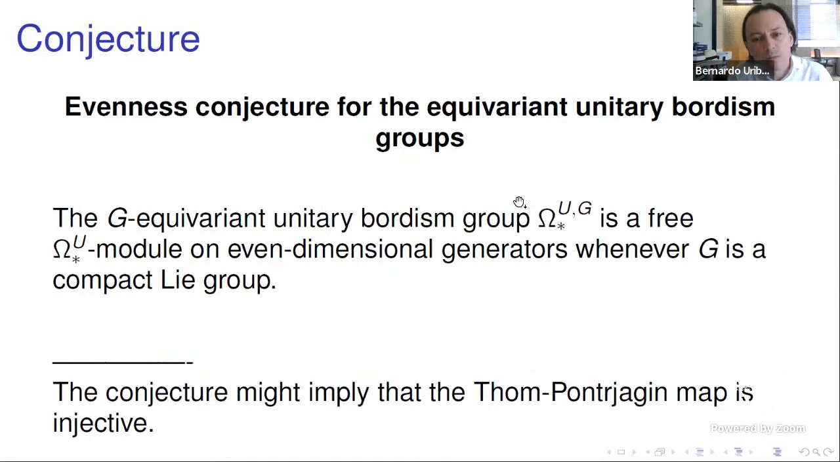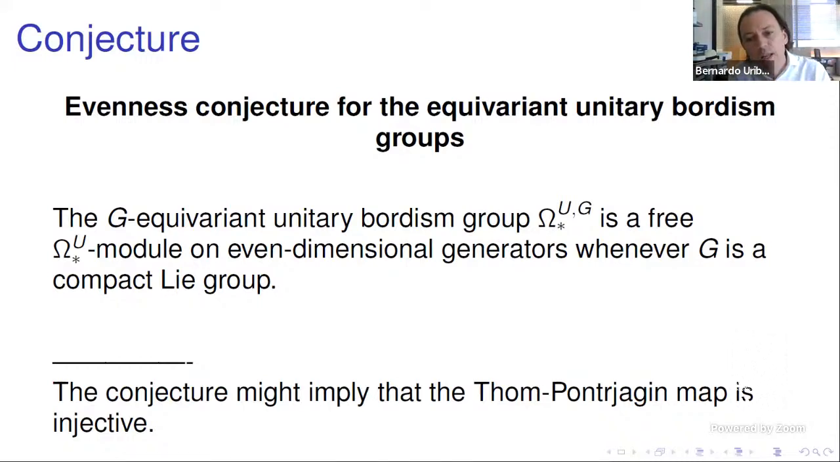Good. So at the time, because of these examples, and of course crossing the fingers that things will be nice, getting the ideas from representation theory that if we know the information on cyclic subgroups, then we know somehow the information of the representations, then one might expect that this holds for all groups, namely that the unitary equivariant bordism group will be a free module over the bordism ring in even dimensional generators. And this was stated in several papers.